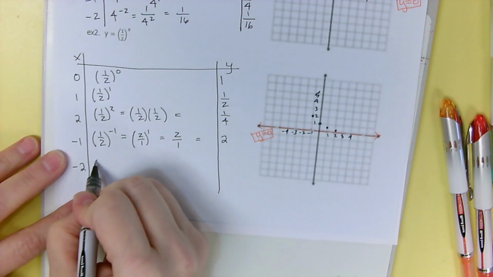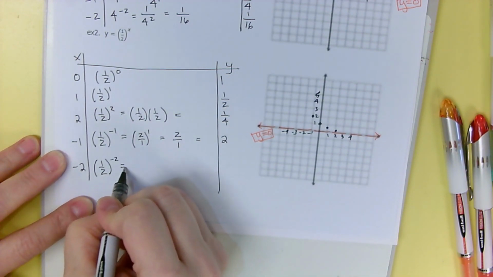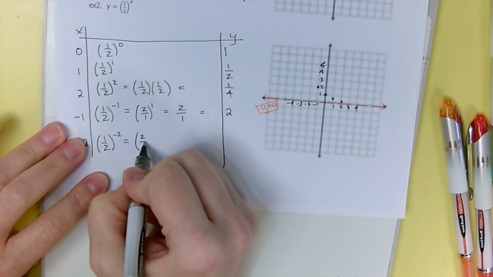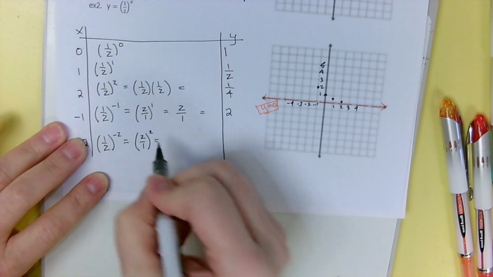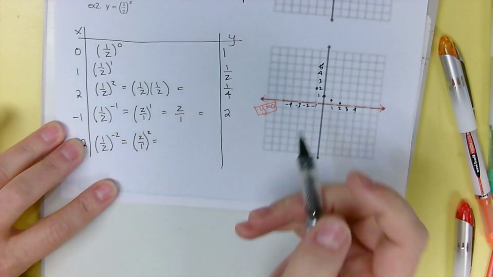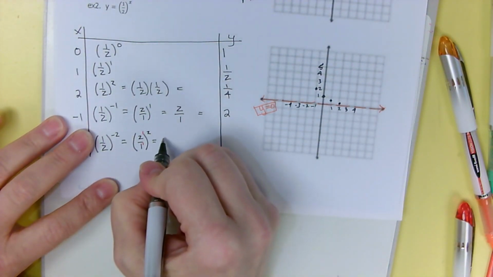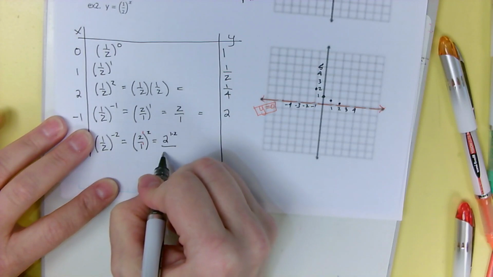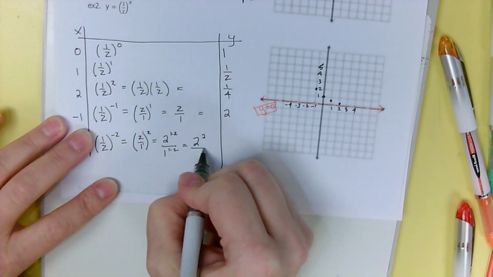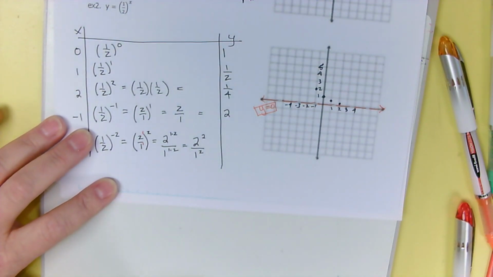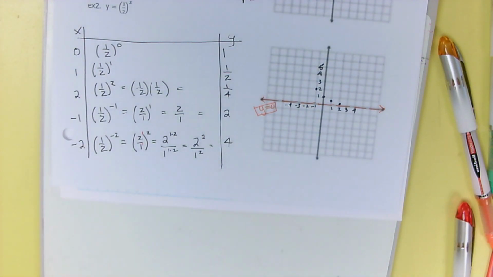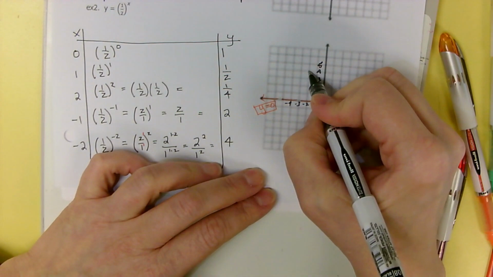And our last one, 1/2 to the -2. Let's flip the fraction. You get 2 over 1 to the +2. Now remember that the 2 and the 1 both have invisible ones. So power to a power means we multiply. So I have 2 to the 1 times 2 over 1 to the 1 times 2, which is 2 squared over 1 squared. And 1 times 1 is just 1, so we can disregard that. 2 times 2 is 4. So -2 up 4.